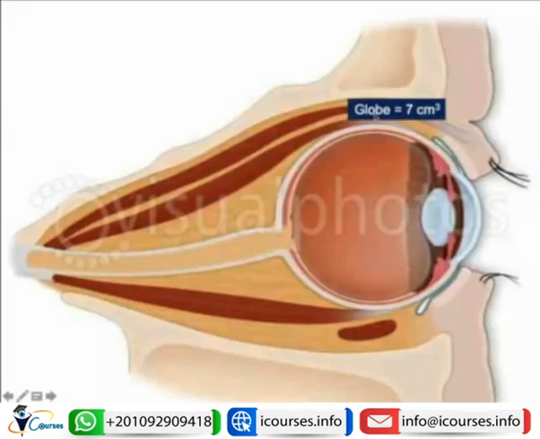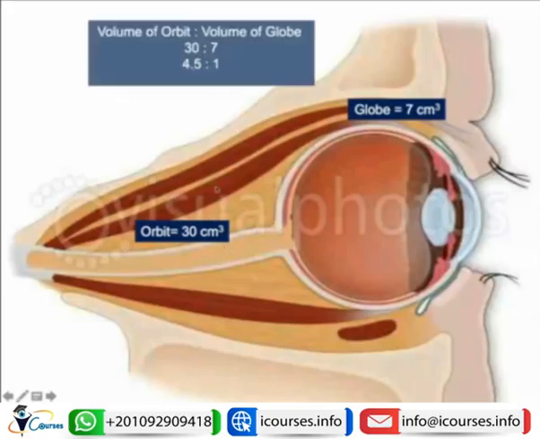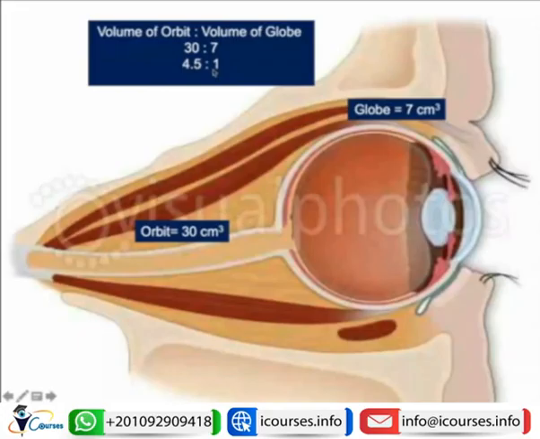We said that the globe occupies about one fifth of the volume of the orbit. So what is the volume of the globe? The volume of the globe is about 7 cubic centimeters, while the orbit is about 30 cubic centimeters. So the relation between them is about 4.5 to 1. And this is one of the common exam questions, to ask about the relation between the orbital volume and the globe volume.